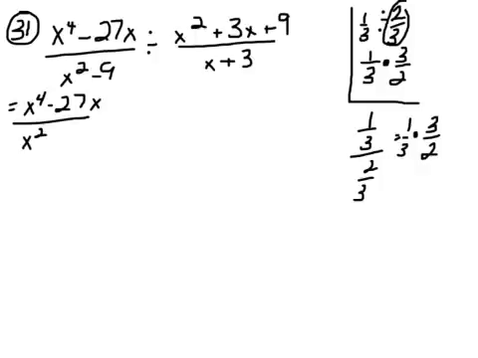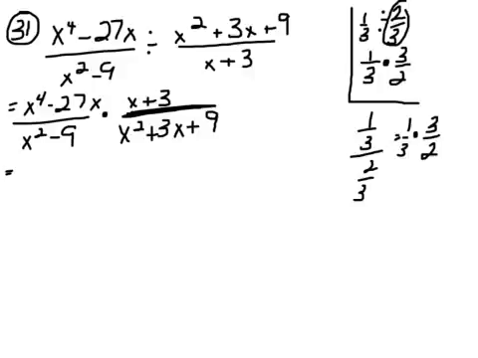I'm going to change the division to multiplication, and then I'm going to flip the second fraction, the fraction that I'm dividing by. The x plus 3 would go on top, and the x squared plus 3x plus 9 goes on the bottom. Okay, and once I do that, I can really start factoring. I could have started factoring on the first fraction if I wanted to. I was just trying to keep this simple and one idea at a time at first.